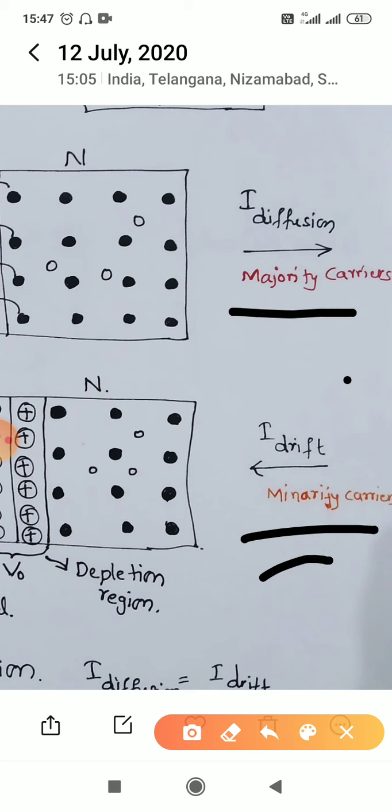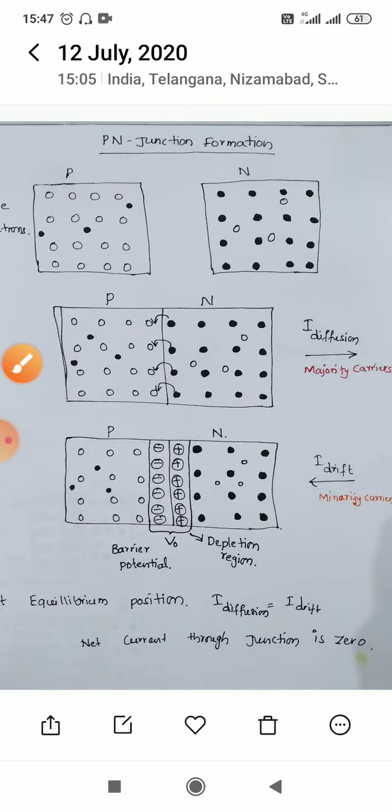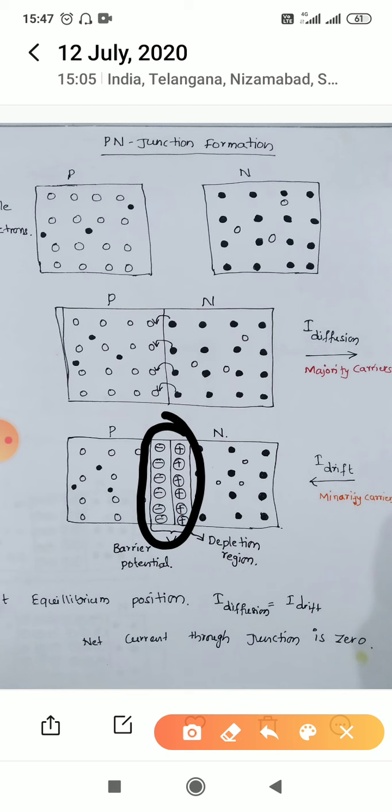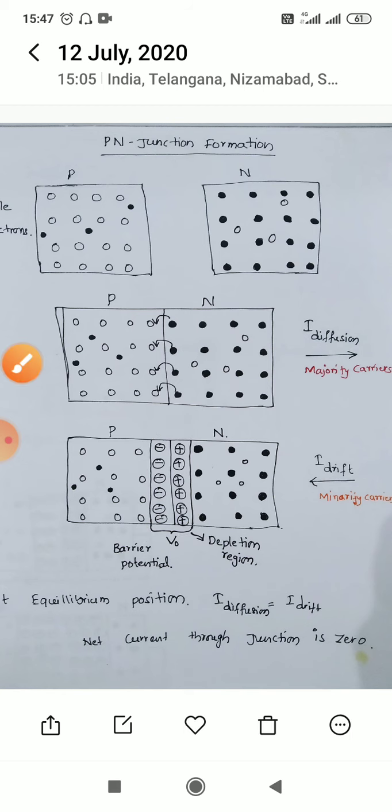But when an equilibrium state is attained, this drift current and diffusion current are equal, and the net current passing through the junction is zero because drift current and diffusion current are in opposite directions and at equilibrium they are equal. So a stable junction with no net current is formed. This junction is called PN junction.